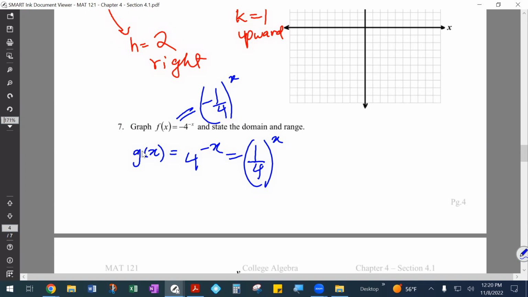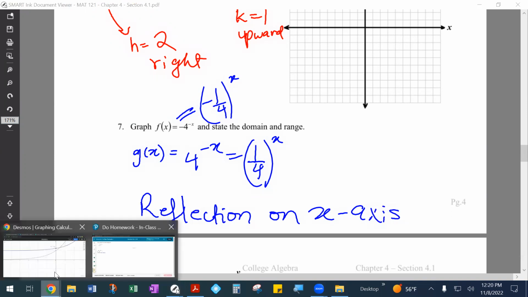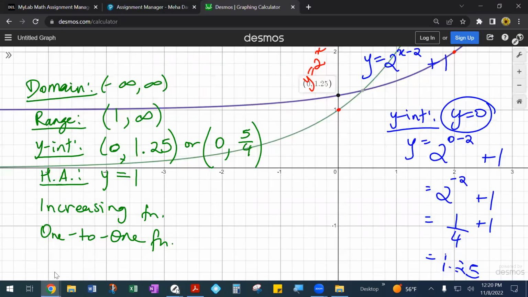Yeah, this is going to be just a reflection of your original function. The reflection is always with respect to the x-axis. So let's come back over here.